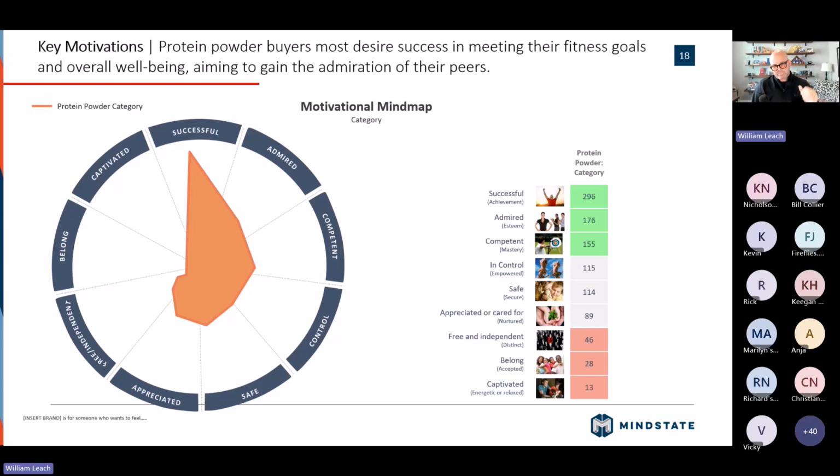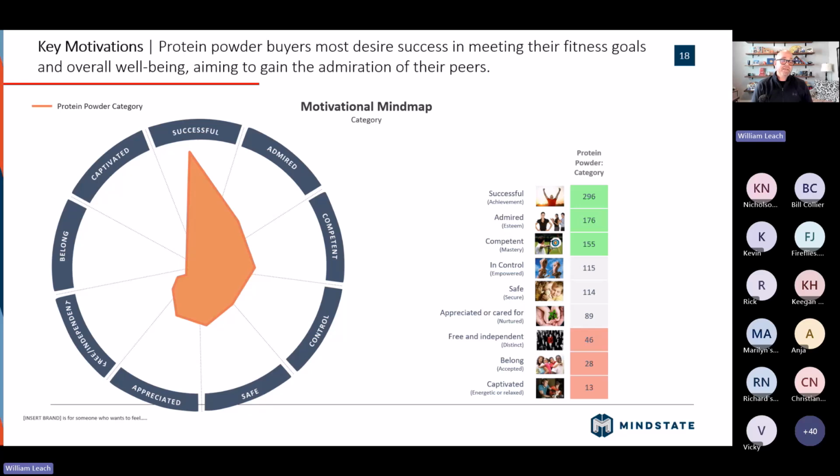In this case, we know that the category over-indexes on desires for success. So I want to feel like an achiever. Remember that mental clarity. I want to feel successful. Those types of comments relate back to the achievement motivation. I want to feel admired, right? Which makes sense because with protein powders, hopefully people are going to look fitter and be mentally sharper. So there's this desire for esteem and admiration.